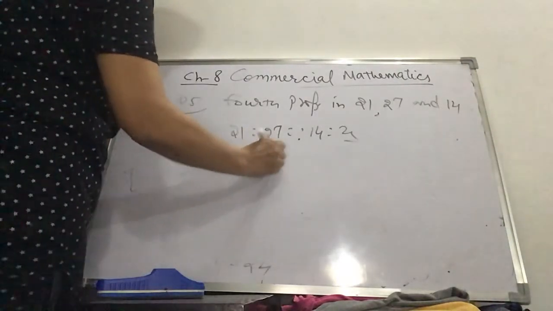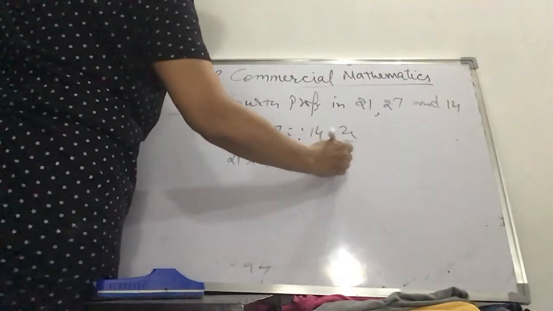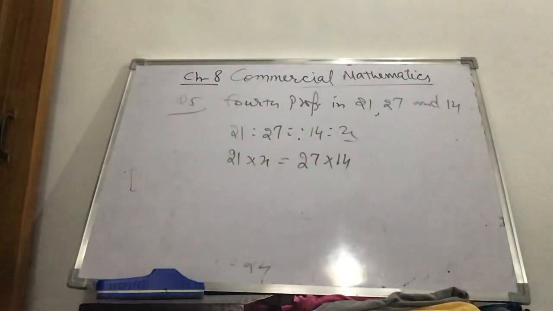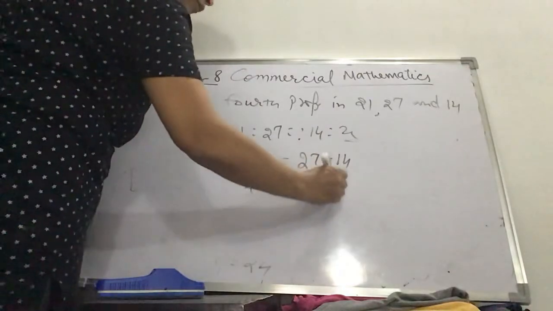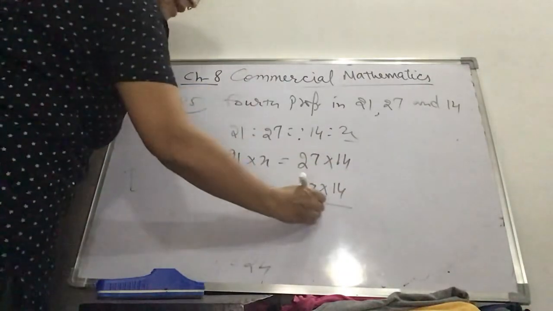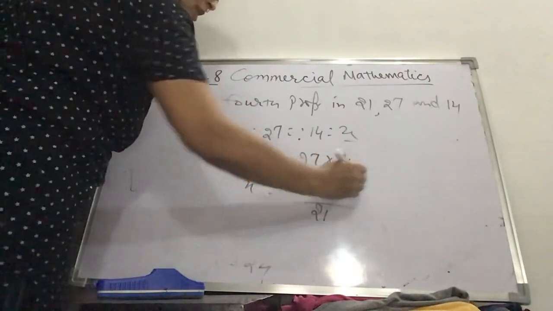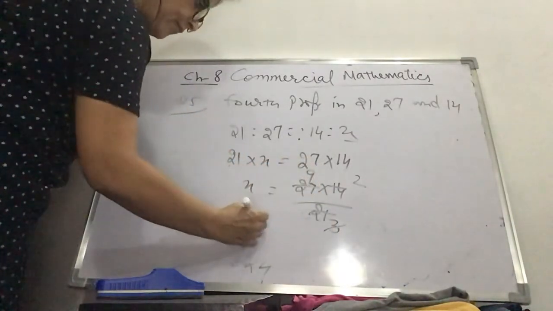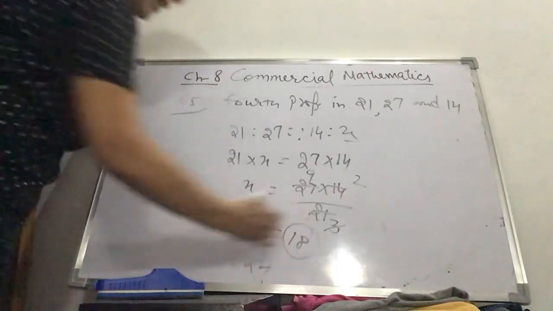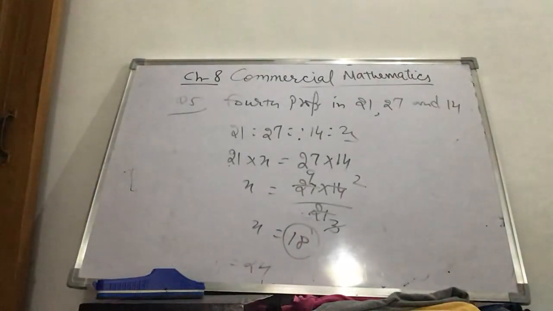21 into X is equal to 27 into 14. Product of extremes is equal to product of means. 27 into 14. 21 will go there and divide. 7 2s are 14. 7 3s are 21. 3 9s are 27. So X is equal to 18 is the fourth proportion.